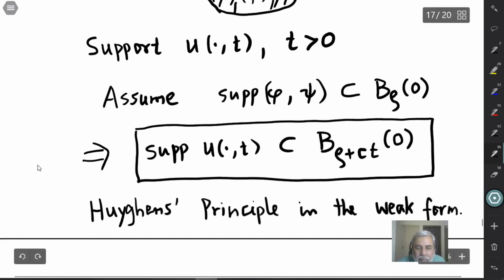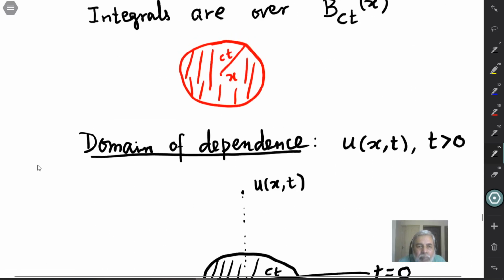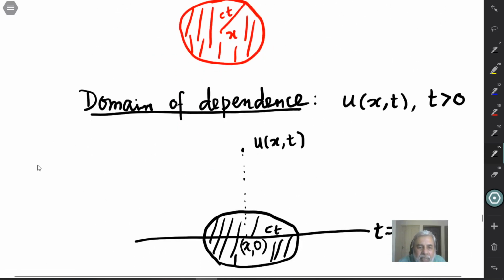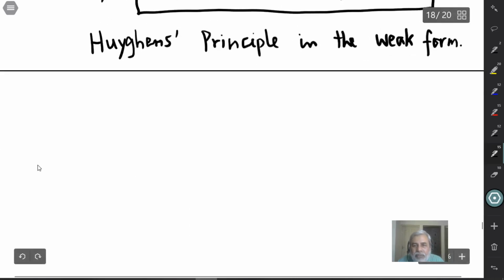Okay, so there is another interesting application of this method of descent to the telegraph equation. Perhaps I will come to that point a little later. So now let's discuss the inhomogeneous equation.